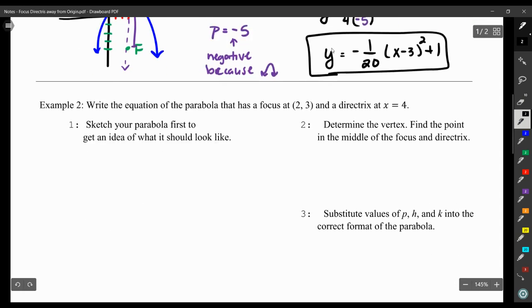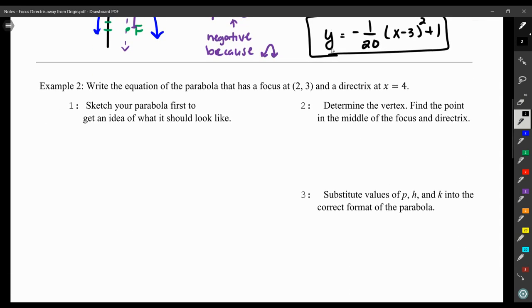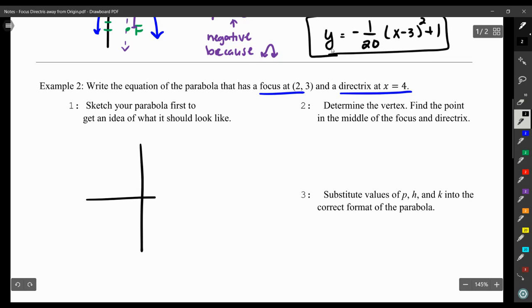So for example 2, we're given different things. Write the equation of the parabola that has a focus at 2, 3, and a directrix at x equals 4. So sketching is always a big thing. If you can find the picture, you can do okay. So focus at 2, 3. So here would be my focus.